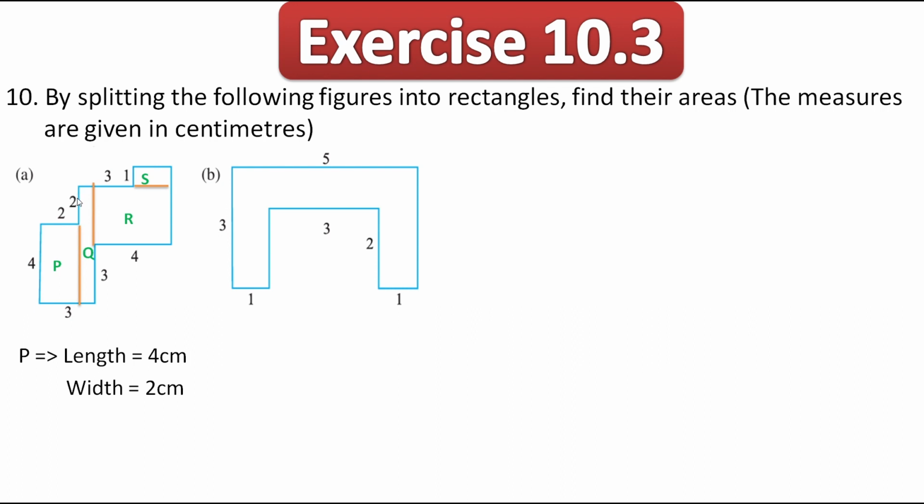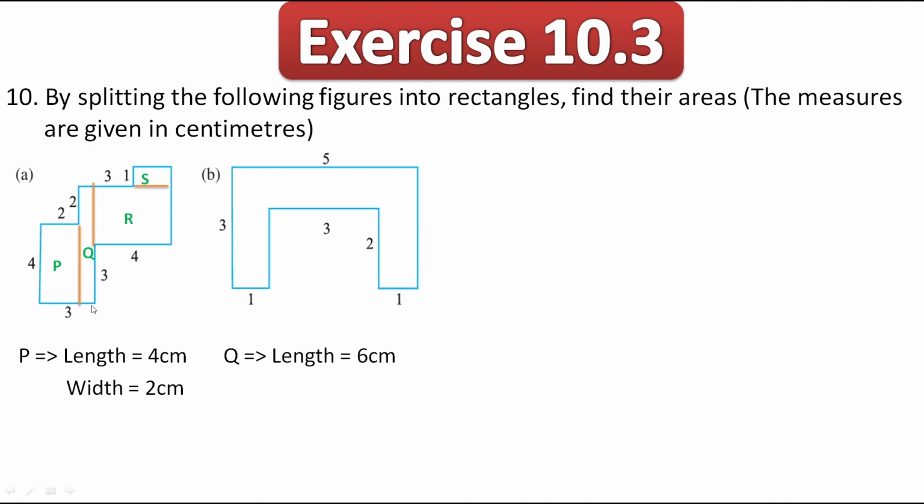So when we add 4 plus 2, we are getting 6. So the Q has length 6 centimeter. And what is its width? How are we going to find out? We have to subtract this 2 from this 3. Then we will get the measurement of this.